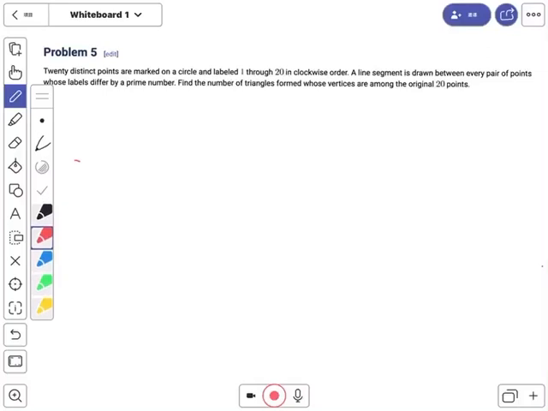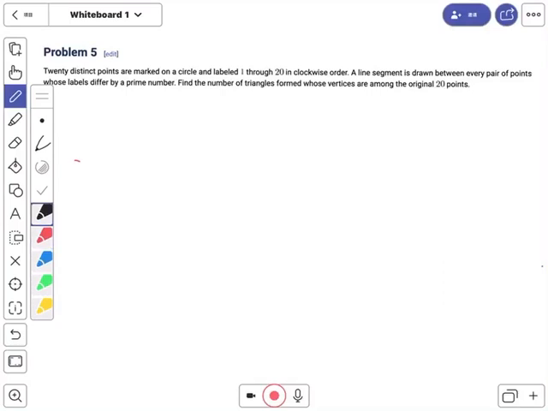Circles. We have another problem that involves some insight about circles. 20 distinct points are marked on a circle and labeled 1 through 20 in clockwise order. A line segment is drawn between every pair of points whose labels differ by a prime number. Find the number of triangles formed whose vertices are among the original 20 points.